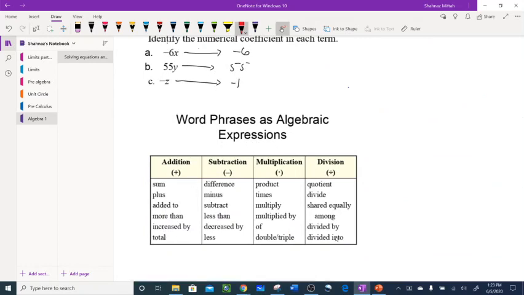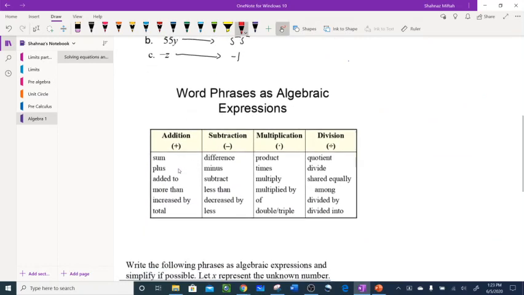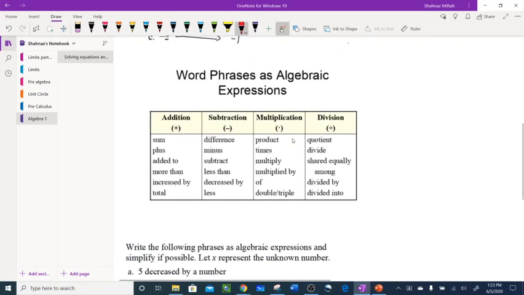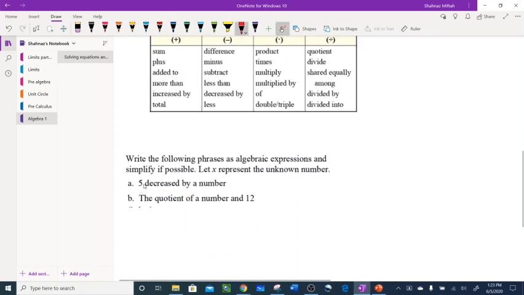Okay, now we need some algebraic expressions, which translate word phrases into algebraic expressions. You guys have to take a picture of this and keep it, write it down in your notebook. These are all the vocabulary words you're going to need for solving word problems. So let's go and solve these two. Write the following phrases as algebraic expressions. Simplify if possible. Let x represent the unknown number. A, 5 decreased by a number.